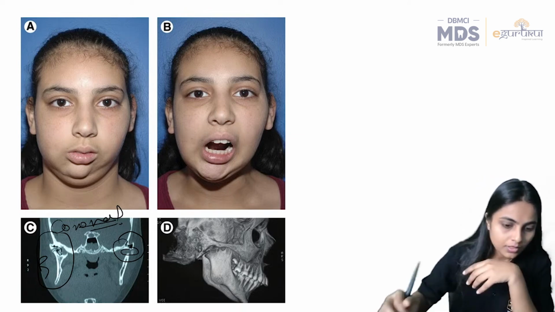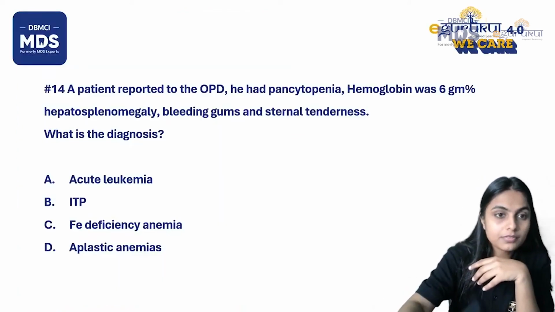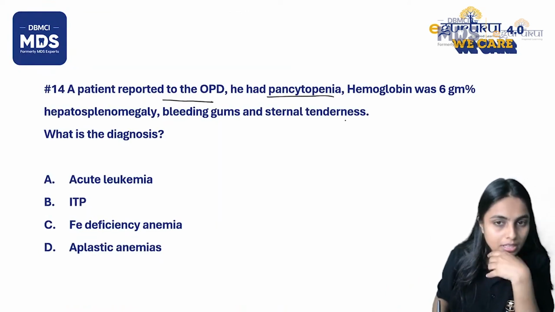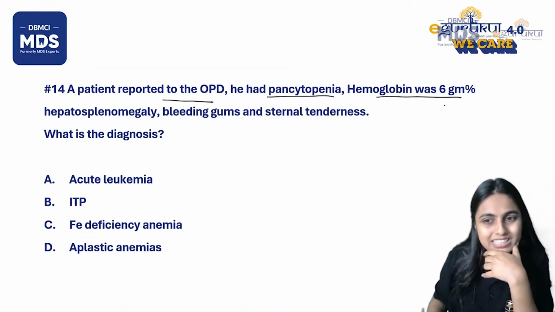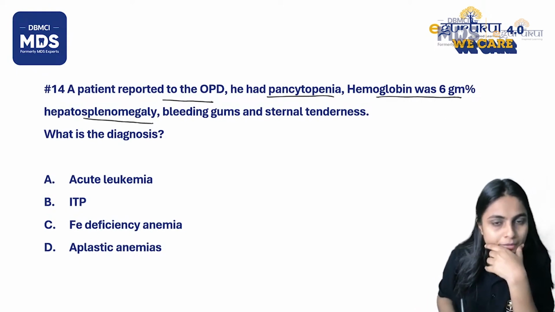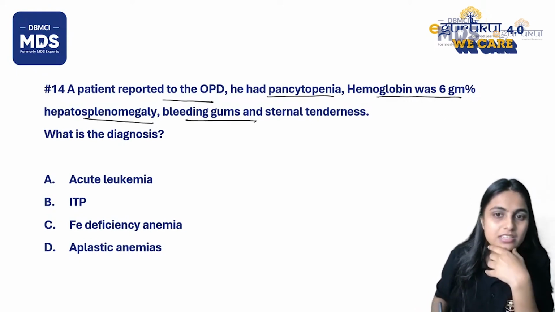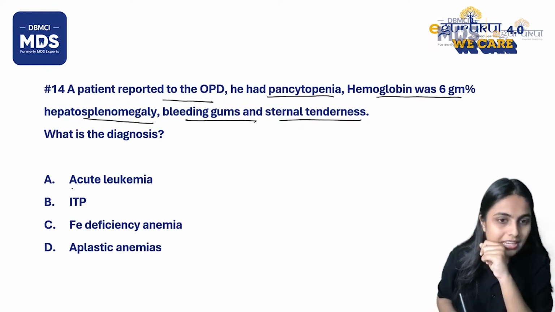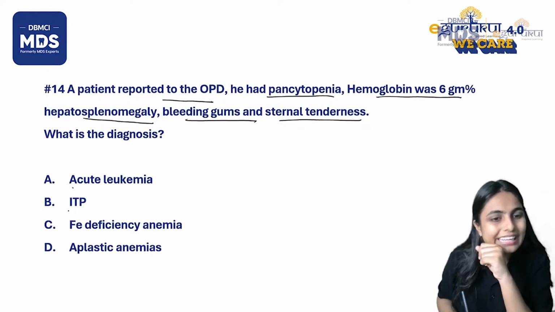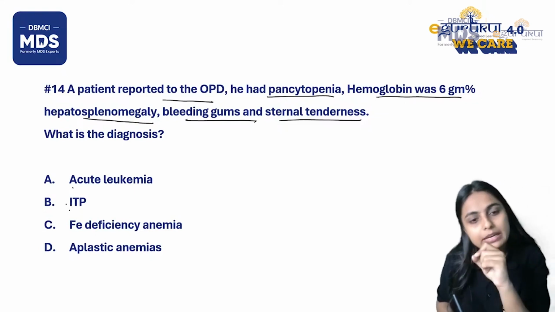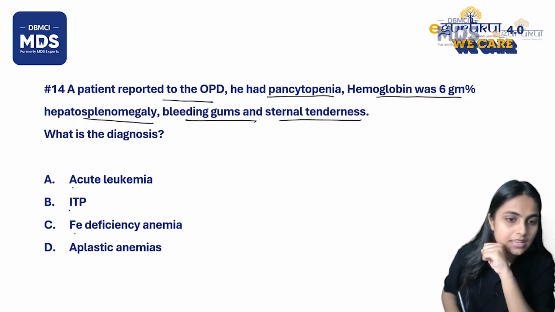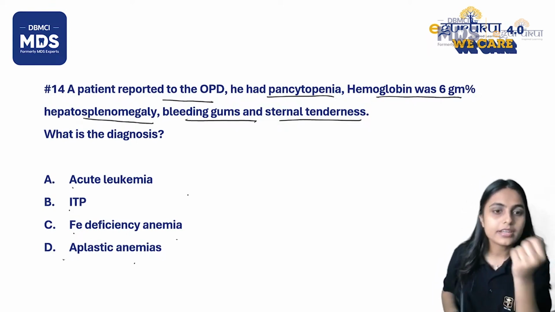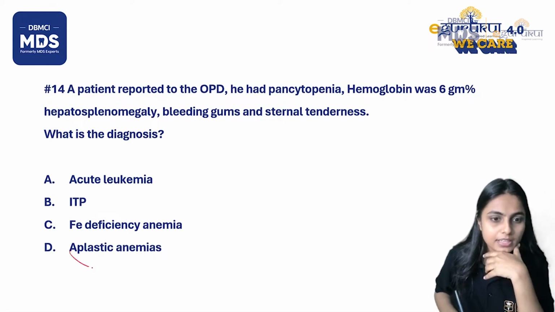Moving on further, a patient reported to the OPD. He had pancytopenia, hemoglobin was 6 gram, hepatosplenomegaly, bleeding gums, and sternal tenderness. What is the diagnosis? Option A, acute leukemia. Option B, ITP, which is idiopathic thrombocytopenic purpura. Option C, iron deficiency anemia. Option D, aplastic anemia. What is the diagnosis? Aplastic anemia, right?